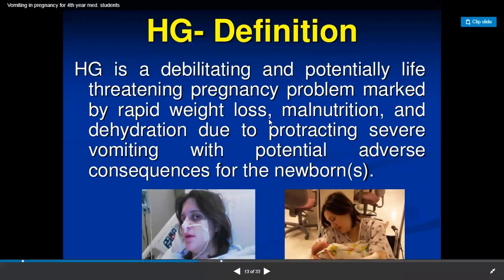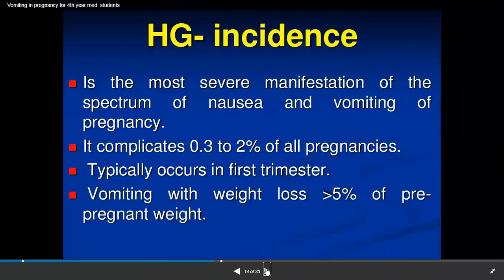See in this diagram, this is the stage at which she is entering, because she is not able to take anything orally. So she is admitted, and she is a pregnant lady. Then incidence-wise, how much percentage-wise? It is the most severe manifestation of the spectrum of nausea and vomiting of pregnancy. It complicates about 0.3% of all pregnancies. So if you have 100% of pregnancies, out of that some 0.3 to 2% of females are going to suffer from this, and it typically occurs in the first trimester.